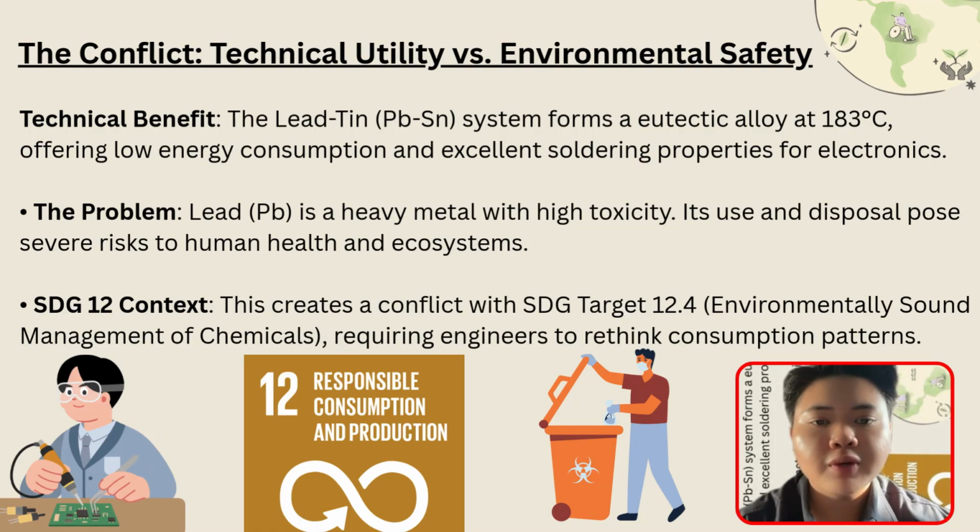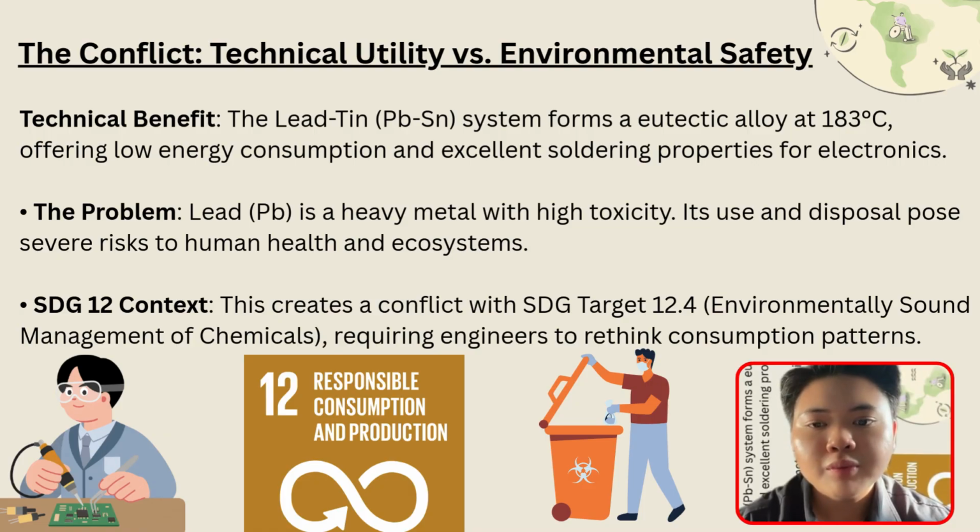Moving on to task 3, I will evaluate the connection between the lead-tin system and SDG 12, which is responsible consumption and production. As you can see on this slide, we are facing a major engineering conflict. Firstly, look at the technical benefit. The lead-tin system is technically superior because it forms a eutectic alloy at exactly 183 degrees Celsius. This low melting point means it requires less energy to process and provides excellent soldering connection for electronics.